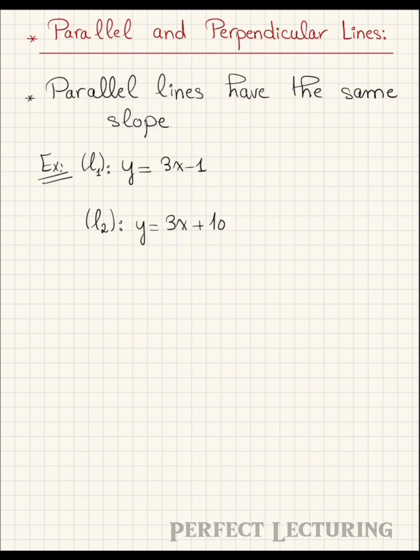We start with parallel lines. Parallel lines have the same slope, and this is an example. You can see that both slopes are 3. So once the slopes are equal, we say that the corresponding lines are parallel.